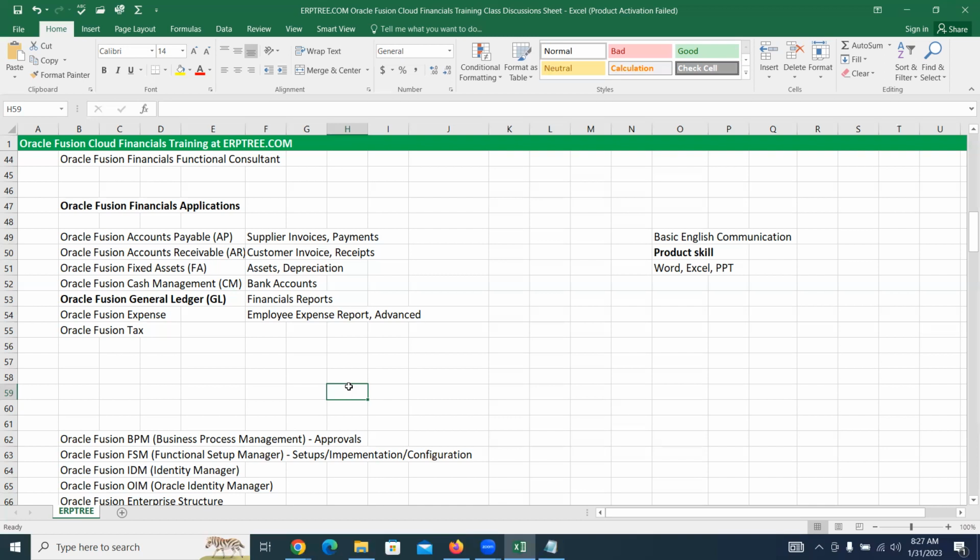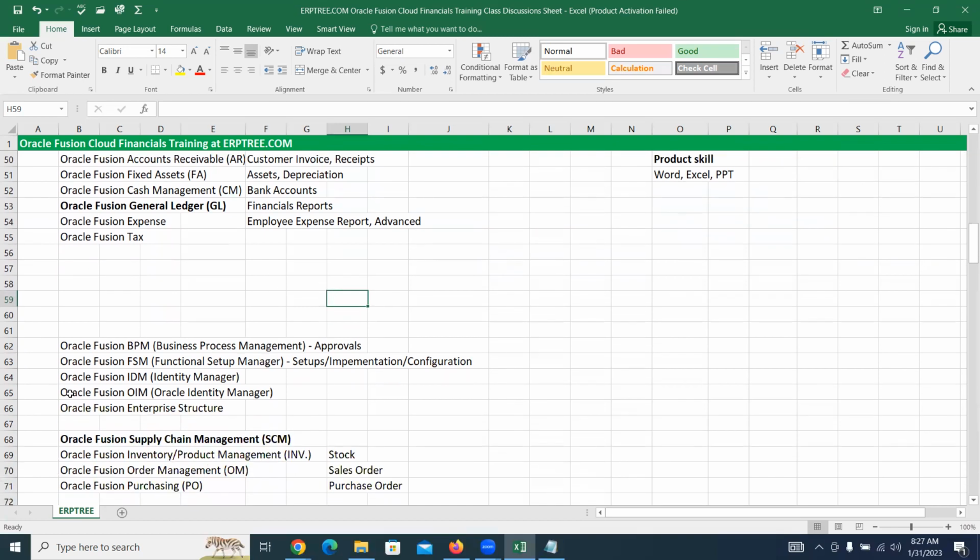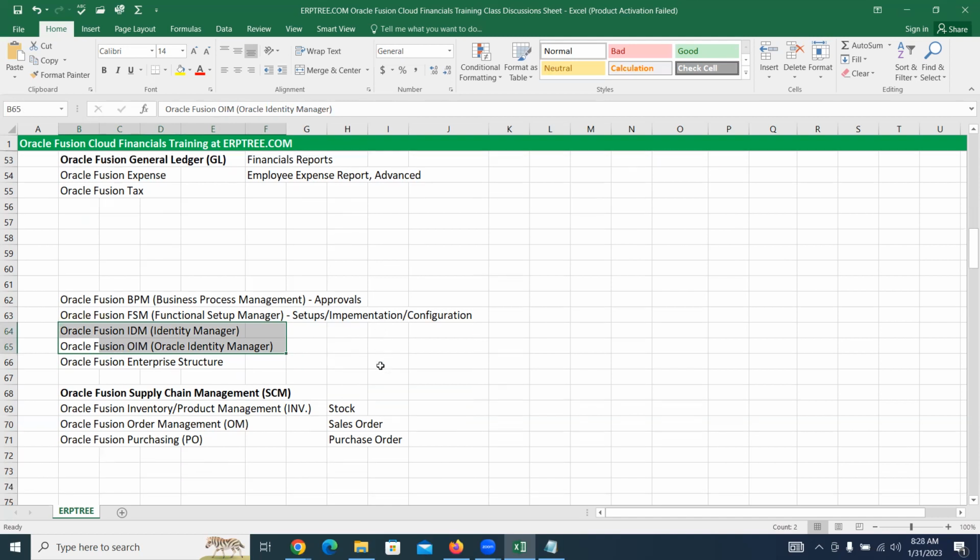You have to create the business users in the system and give the permissions: what activities they are responsible to perform in the system. To do all those, we use this application, Oracle Fusion IDM. IDM stands for Identity Manager. The other name for IDM is Oracle Fusion OIM, Oracle Identity Manager. Both are the same. You can call it by any name, it will respond.